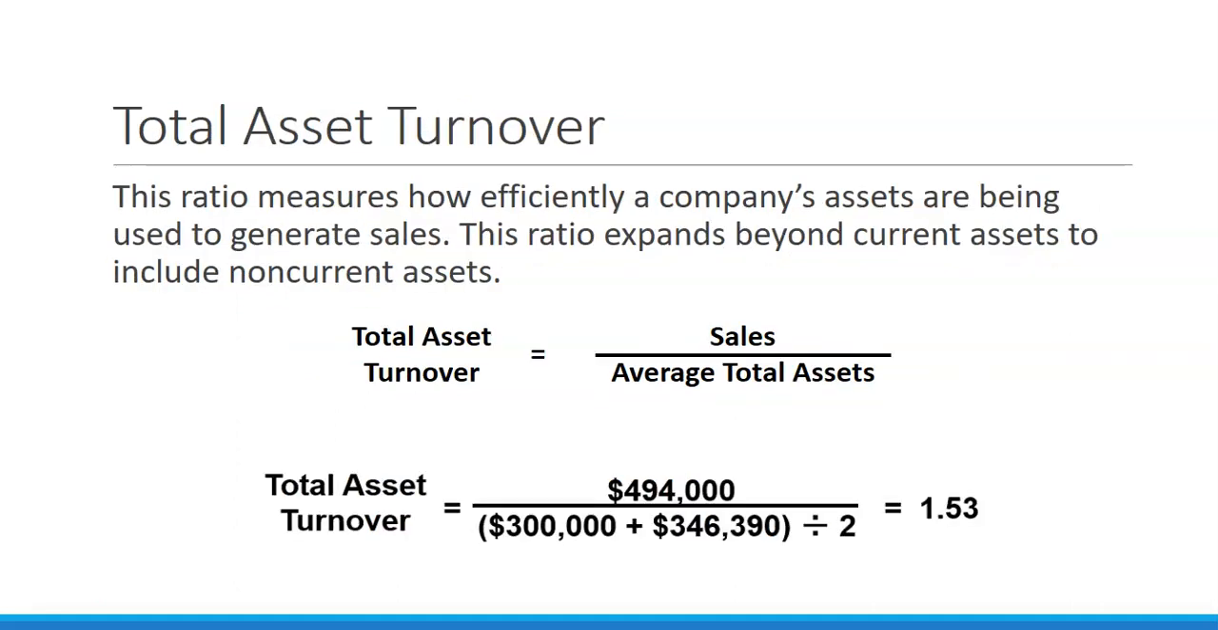Then we have total asset turnover. Total asset turnover is the last of the asset ratios. This ratio is looking at how we use our assets to generate sales. It includes all assets, so current and long-term assets. It's sales divided by average total assets, and then that average total assets is 2 years assets divided by 2.